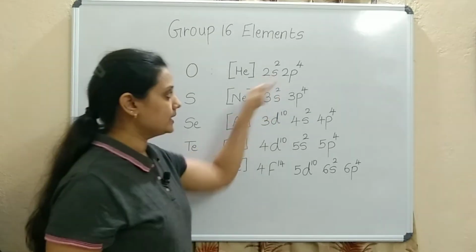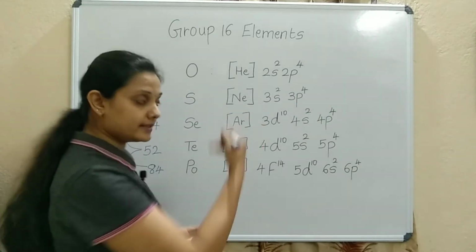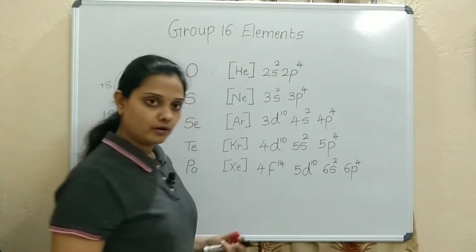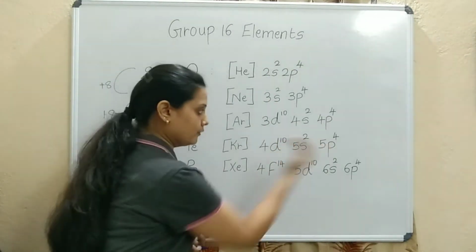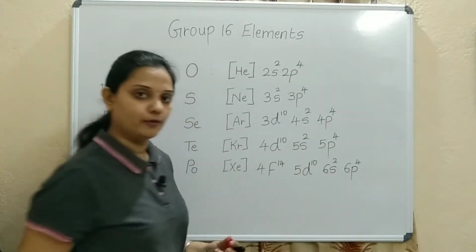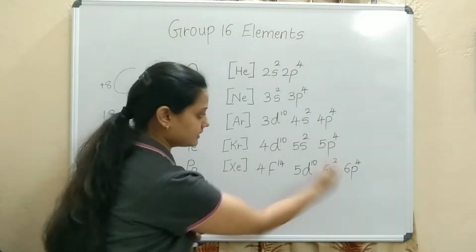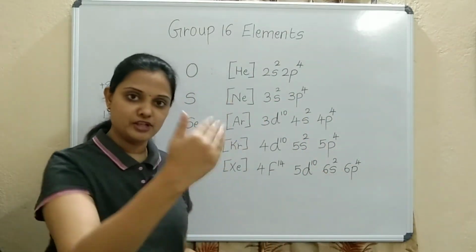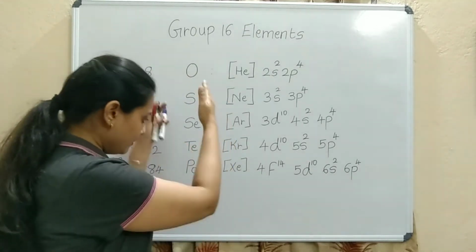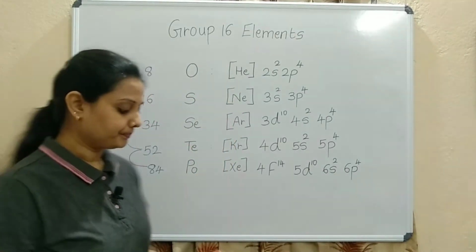You can see here 2s2, 2p4. Next will be 3s2, 3p4. The next will be 4s2, 4p4, then 5s2, 5p4, 6s2, 6p4. So you can see the valence shell numbers 2, 3, 4, 5, 6. One shell is added as we move down the group.